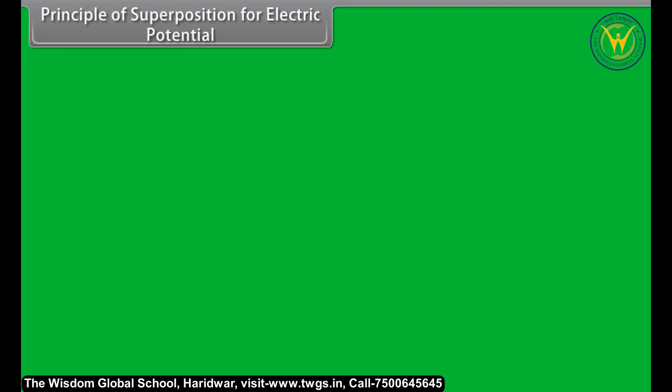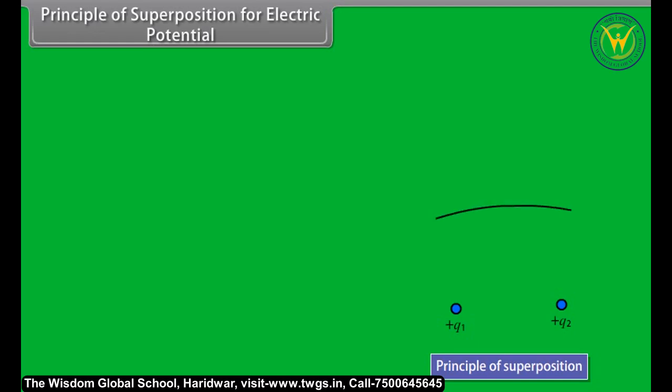Principle of superposition for electric potential. Let us consider 2 point charges plus Q1 and plus Q2. Take any 2 points A and B in the combined electrostatic field of 2 charges Q1 and Q2. Choose a curve L between A and B.